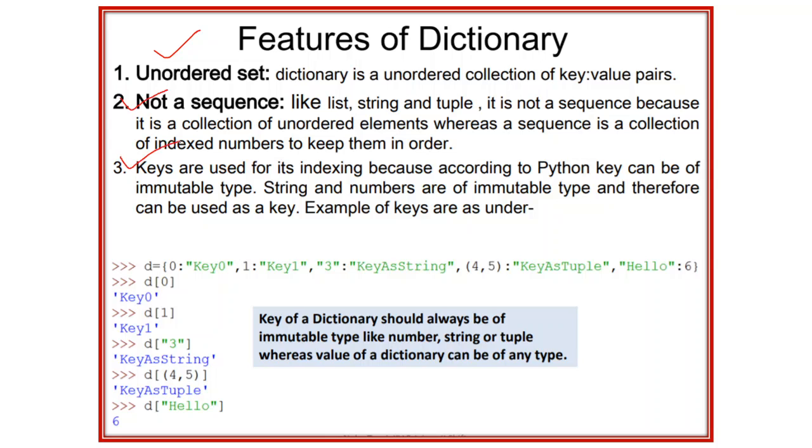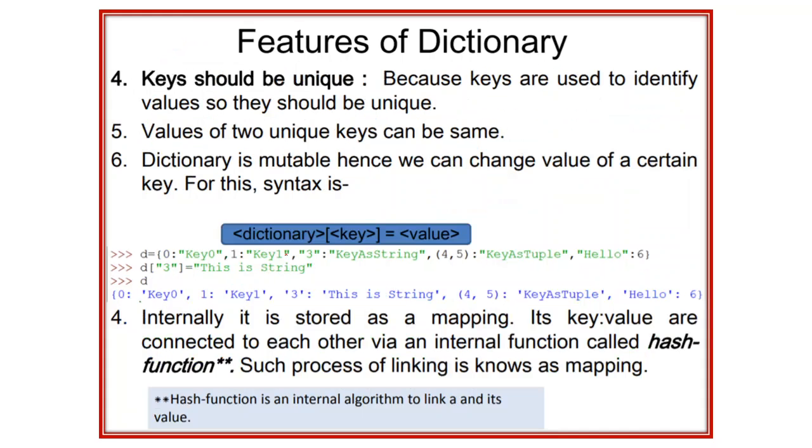Here keys are used for indexing. In your string, list, and tuple, we use indexing, positive indexing 0 1 2 3, and negative indexing from -1 -2 -3, like this. So in this way you can print the dictionary element.